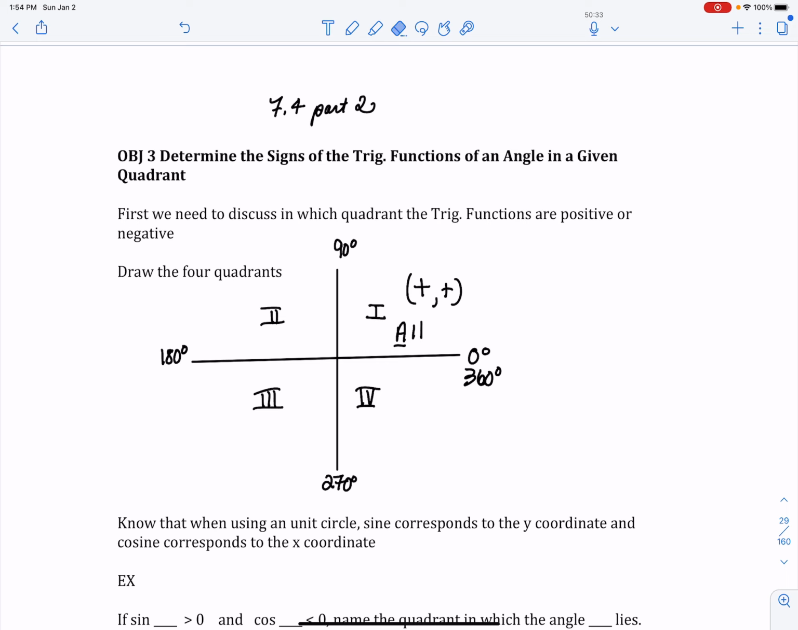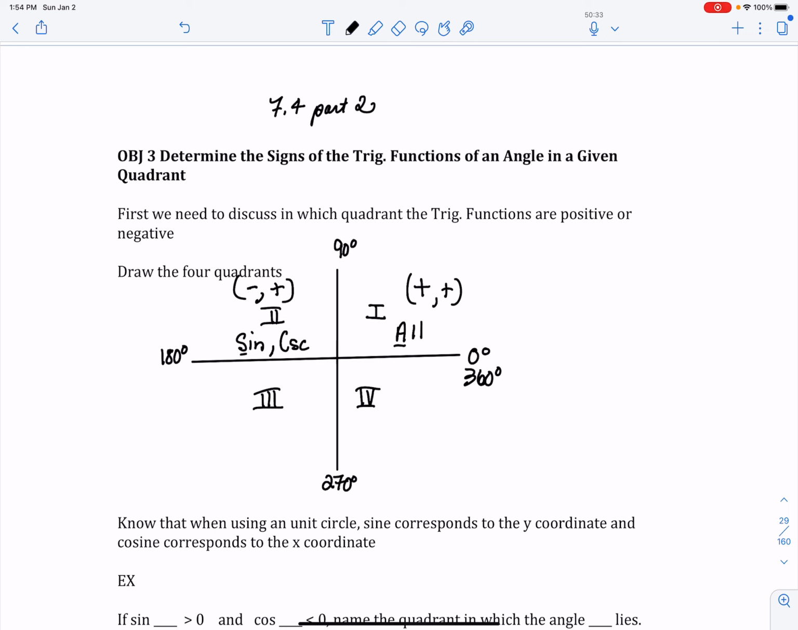In quadrant 2, my x is negative and my y is positive. So what does that mean? That means that cosine's negative and sine is positive in quadrant 2. Tangent's also negative because remember tangent is sine over cosine. And then the reciprocal functions are going to follow suit. The reciprocal of cosine is secant, which is also negative. And the reciprocal function of sine is cosecant. So both sine and cosecant are positive in quadrant 2.